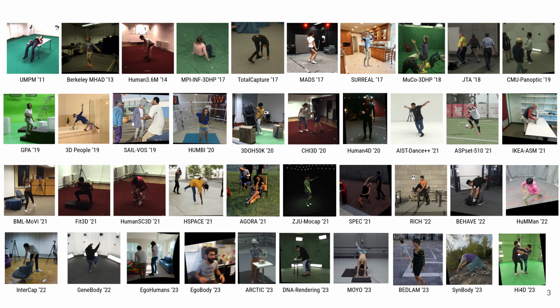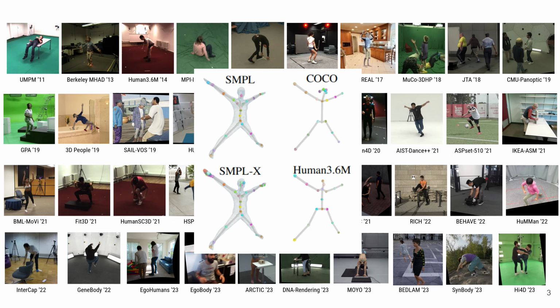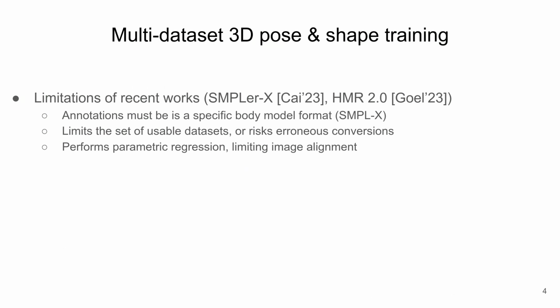One big challenge when bringing together so many datasets is that they use different types of annotations, different body models, or different skeletons. A few recent works have tackled multi-dataset training for this task, but they are formulated as parametric regressors for a specific body model, typically SMPL-X. This means that other annotation types either cannot be used or must be converted, which is prone to errors. Predicting parameters also tends to result in misaligned predictions on the image.